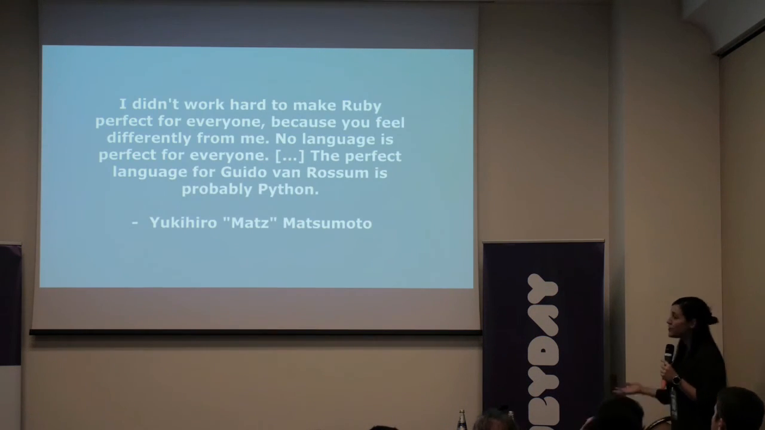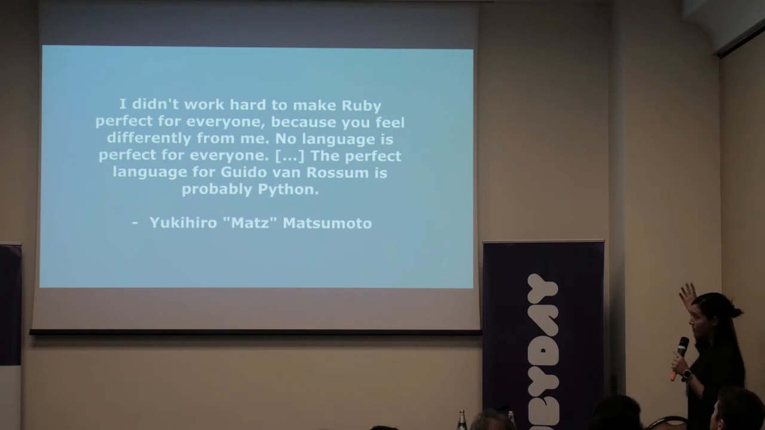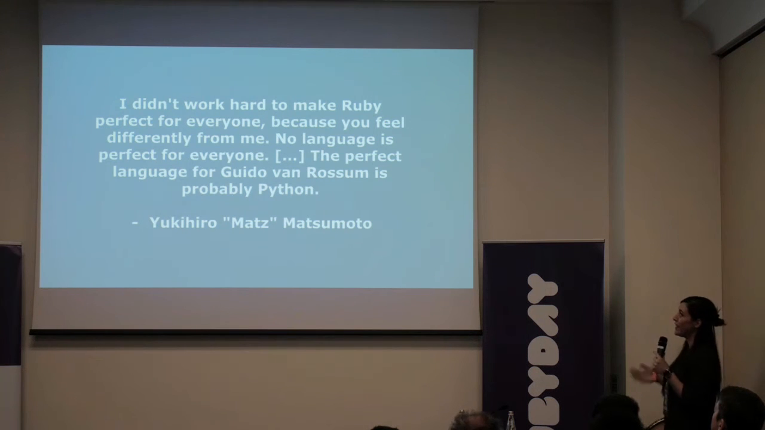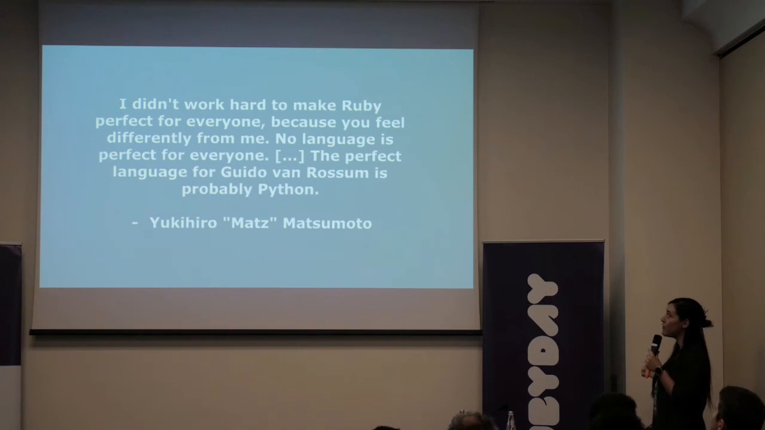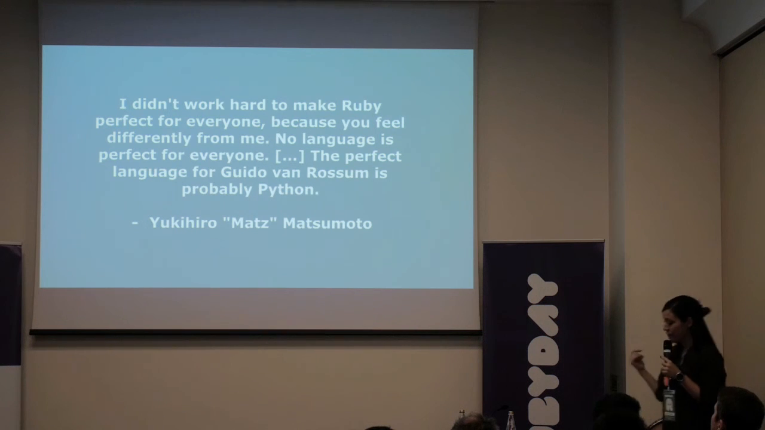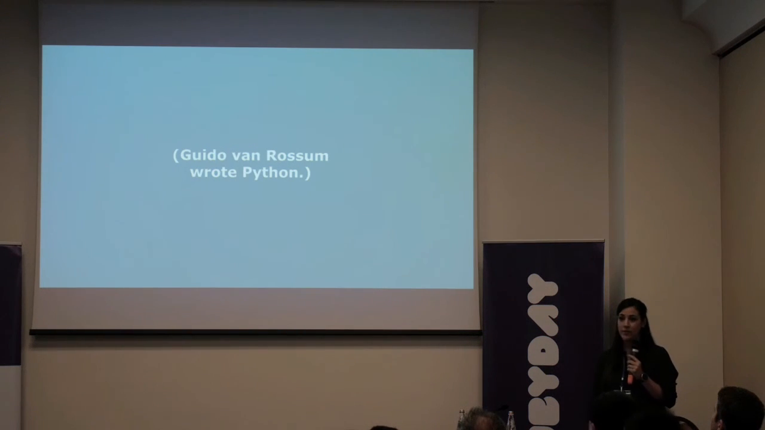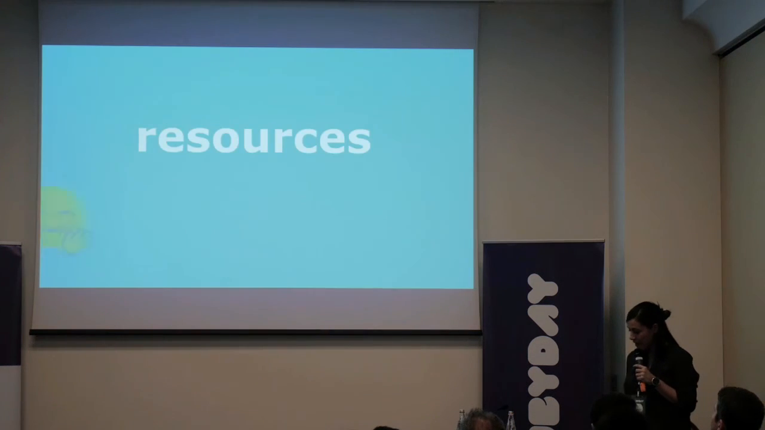Okay, and then this is a great quote that kind of encompasses what Ruby is good at. "I didn't work hard to make Ruby perfect for everyone because you feel differently from me. No language is perfect for everyone. The perfect language for Guido van Rossum is probably Python," from Matz. For those of you that don't know, Guido van Rossum wrote Python.